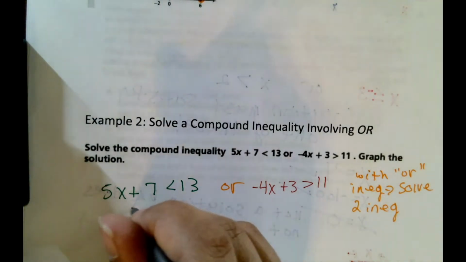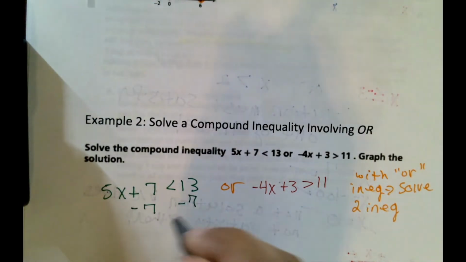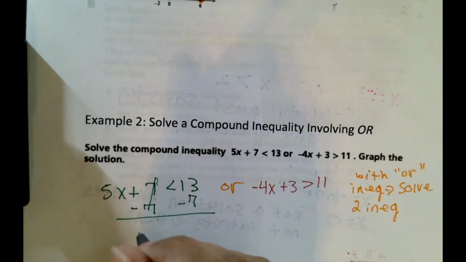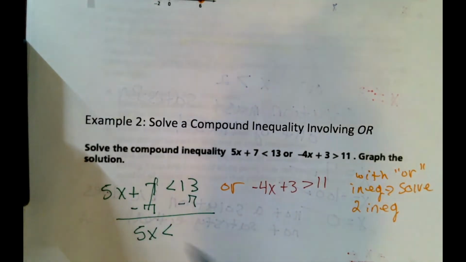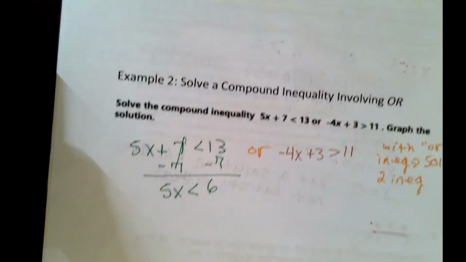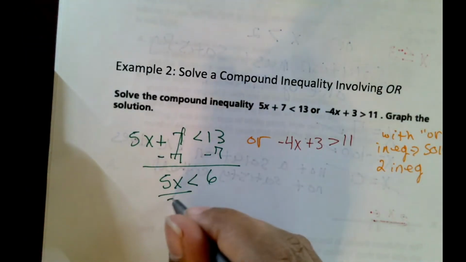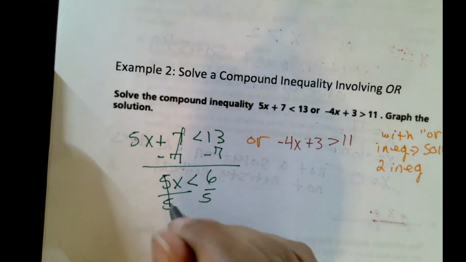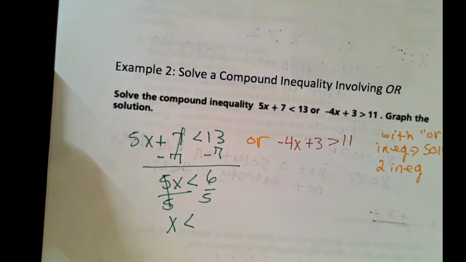Then 13 minus 7 is 6. So now what? To get x by itself? Divide by 5. So we get x is less than 6 over 5. Fractions are okay. They're our friends. Okay, alright, we solved one of them.